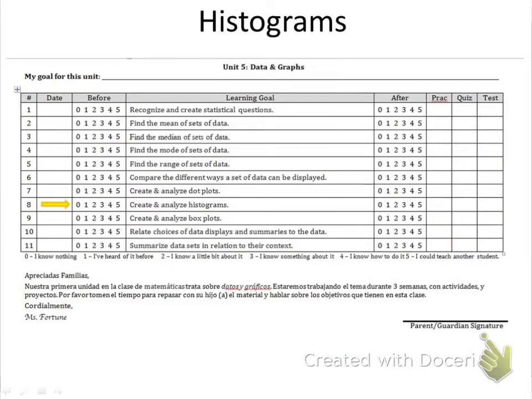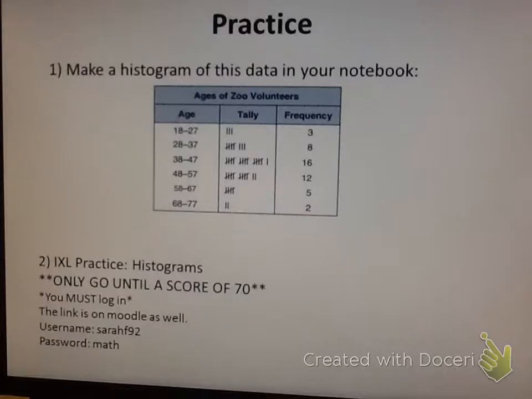Can you please go back to your learning goal sheet right now and circle your after level of understanding for creating and analyzing histograms. Once you've done that, you're going to do the practice. This one is on your handout that you've been filling in throughout the video. You need to make a histogram of this data in your notebook.